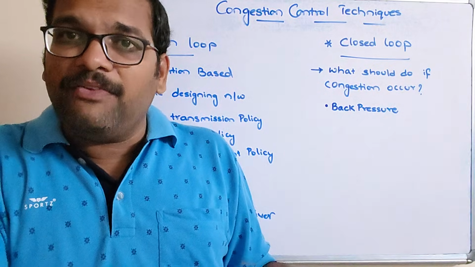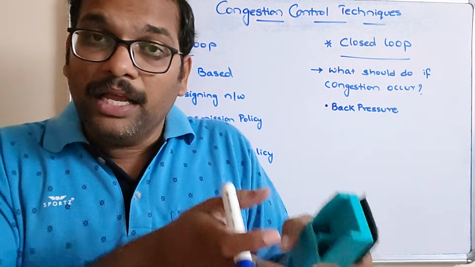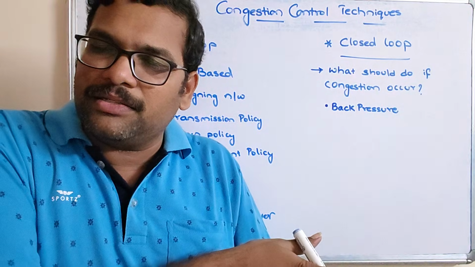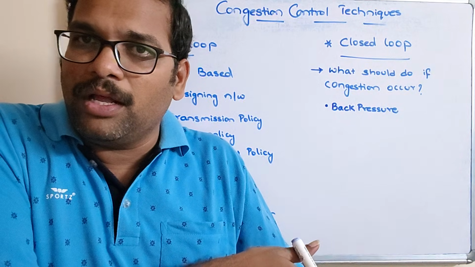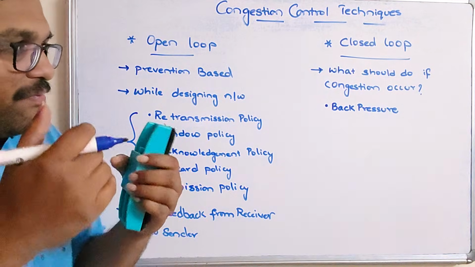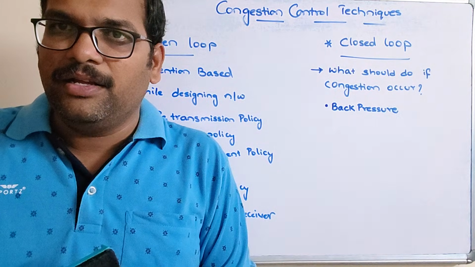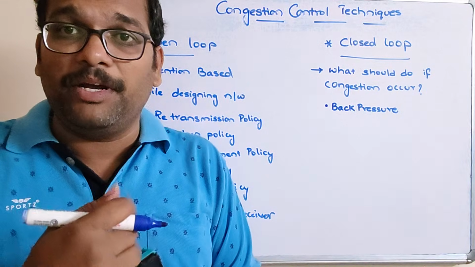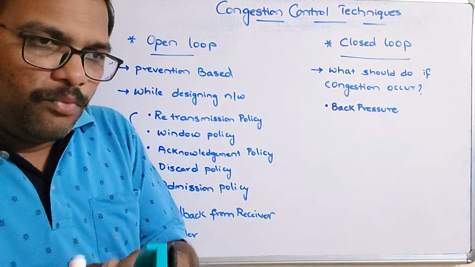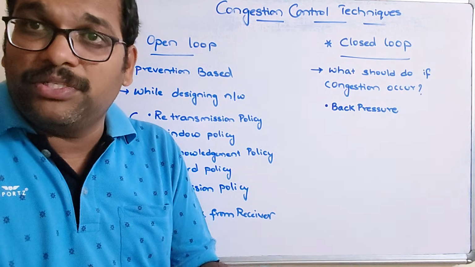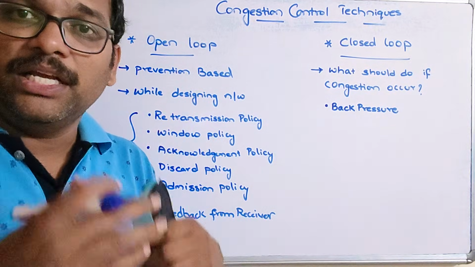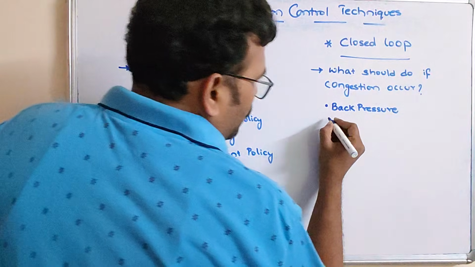And if that previous router is also having congestion, it will send one more signal to its neighboring router to reduce the transmission rate. So this is a chain process, and like that it will reduce the transmission rate. If the transmission rate is reduced, the congestion will be controlled. So that is called back pressure: one router sending a signal to reduce the transmission rate to the immediate previous router, from which it was receiving the packets.